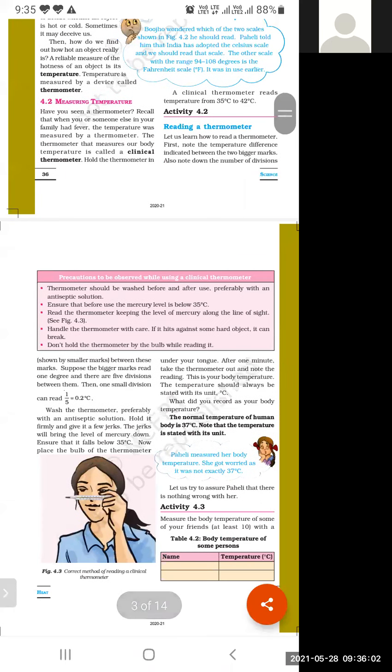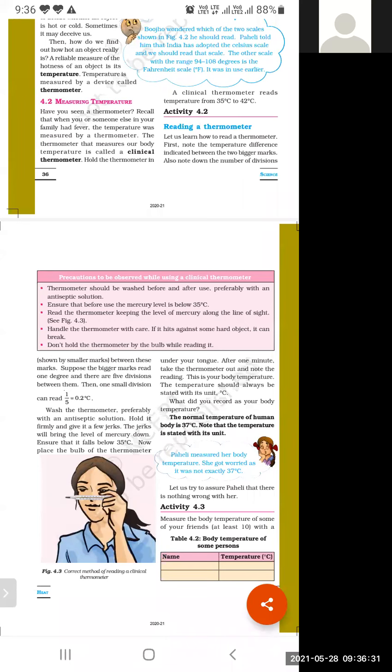We can measure the temperature with the help of a device, and that device is known as thermometer. Then two types of thermometer are there. One is clinical thermometer, which is used to measure the human body temperature, and the second one is the laboratory thermometer, which is used to measure the temperature of objects other than humans. And there are some differences between clinical and laboratory thermometer.